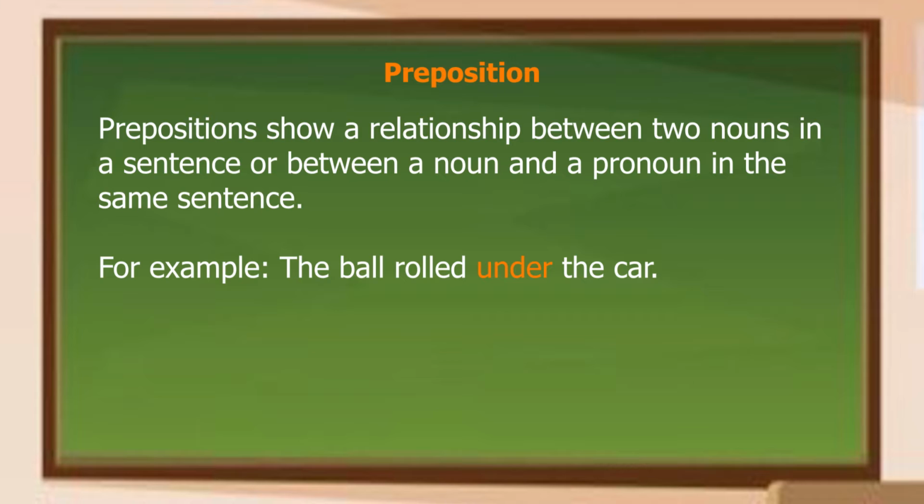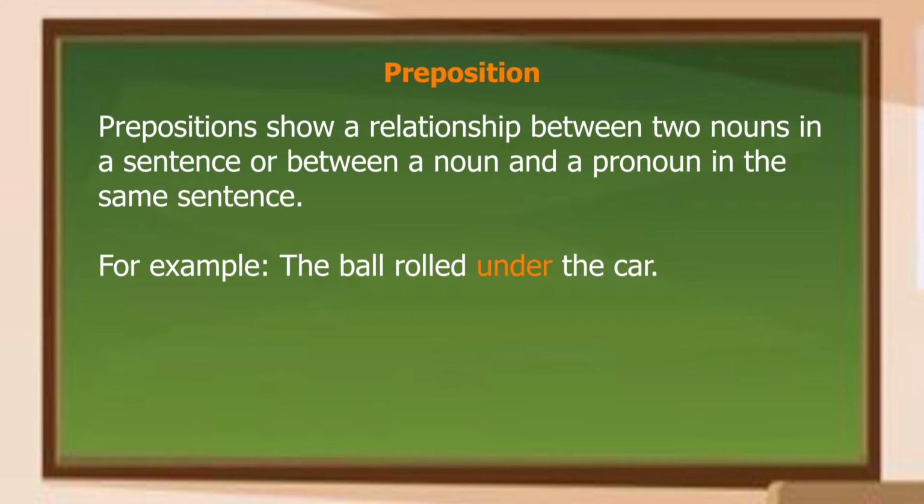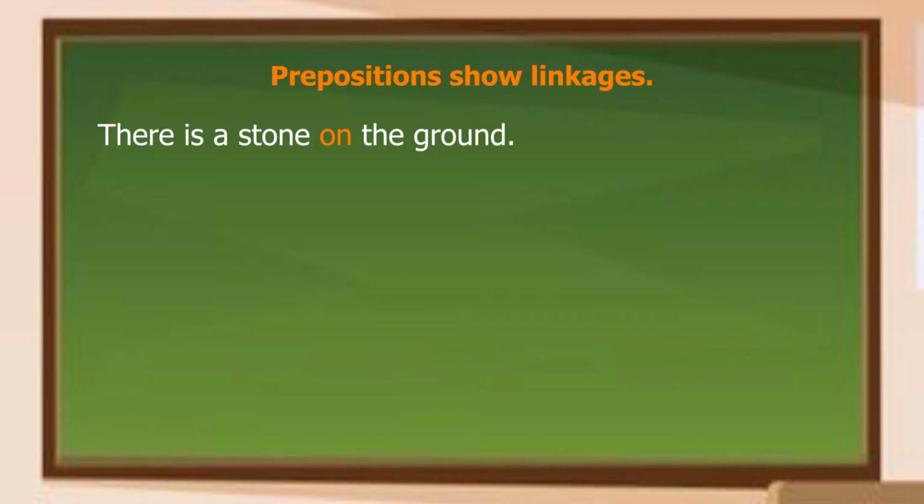Now when we look at the preposition under, let's see what it's linking. The noun ball with the noun car. There's a connection. Where is the ball? It's under the car. So we have ball is the noun, under is the preposition, and car is the other noun.